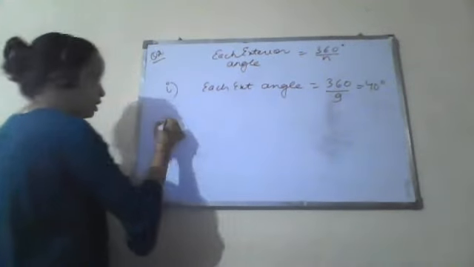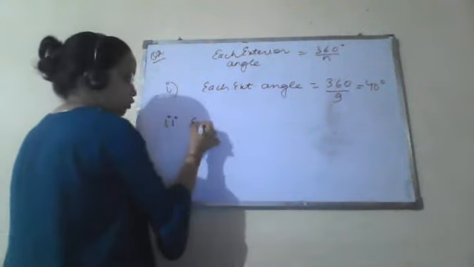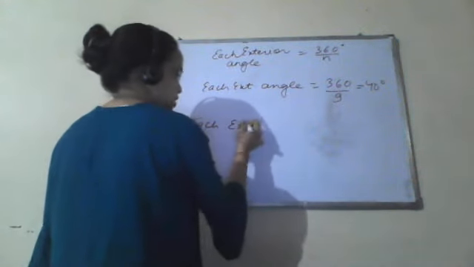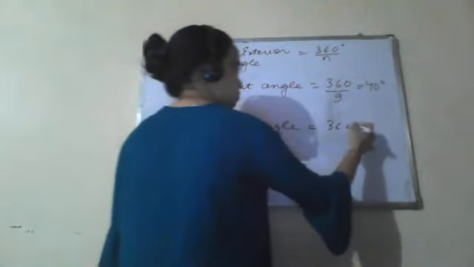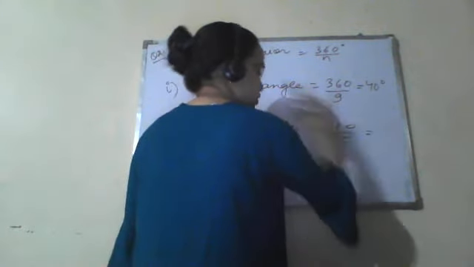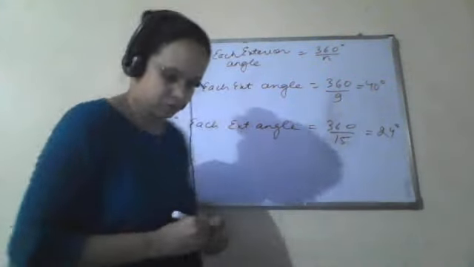In the second part, n is given as 15. Therefore each exterior angle will be equal to 360 upon 15. It is 24 degree. Okay, so this way we have to do.